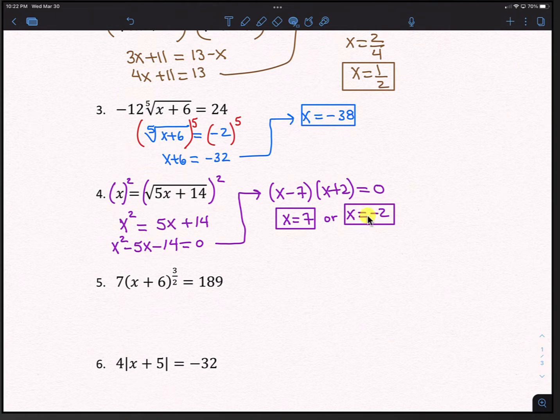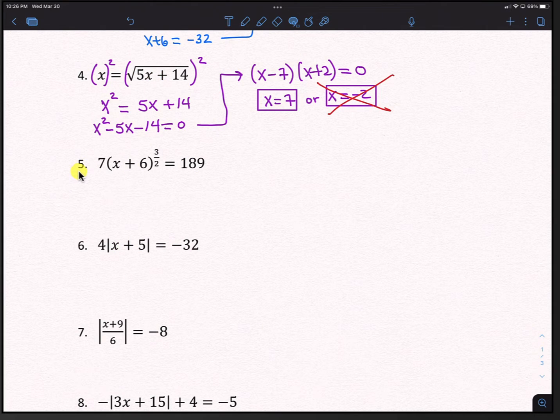But if you plug in x equals negative 2, right away we know that that is not valid because you have negative 2 on the left, and then you have a radical on the right, and the square root of a number cannot equal a negative value. So we end up having to cross out x equals negative 2. So our only solution is x equals 7.